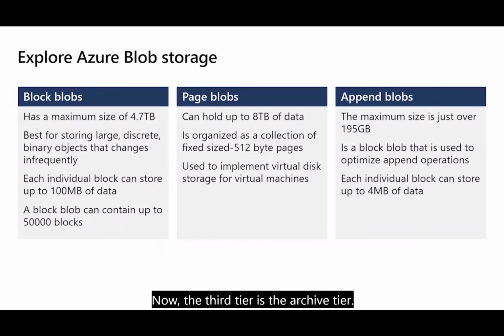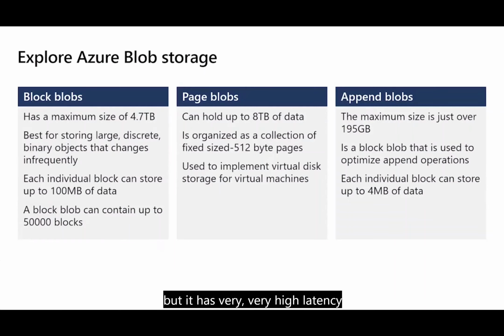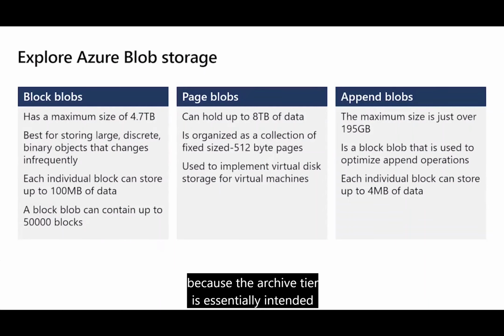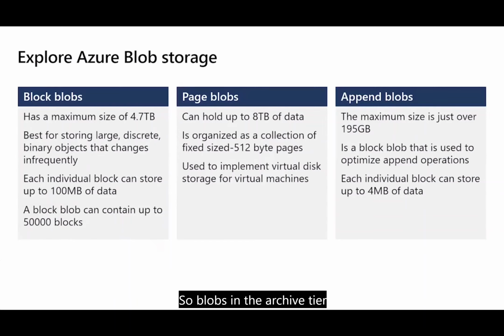Now, the third tier is the archive tier. The archive tier provides the lowest storage costs, but it has very, very high latency, because the archive tier is essentially intended for any historical data that you want to keep, that you don't want to lose, but you're not going to ever really access it. So blobs in the archive tier are effectively stored in an offline state.